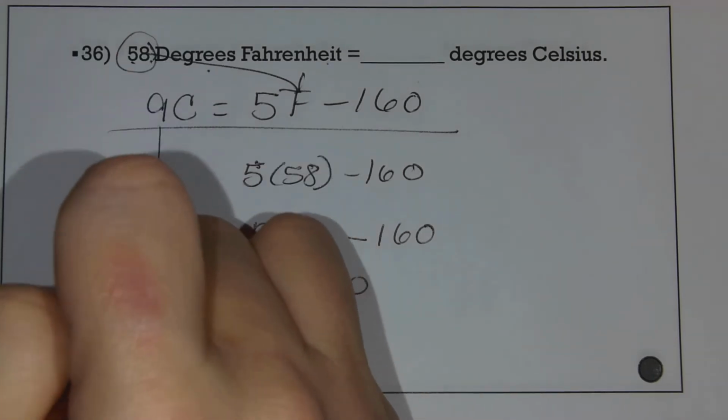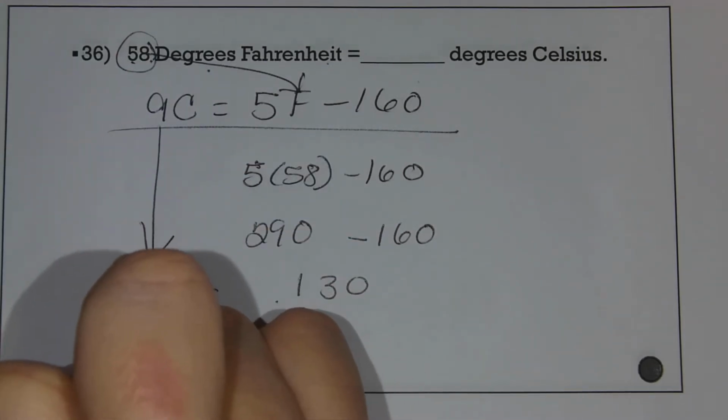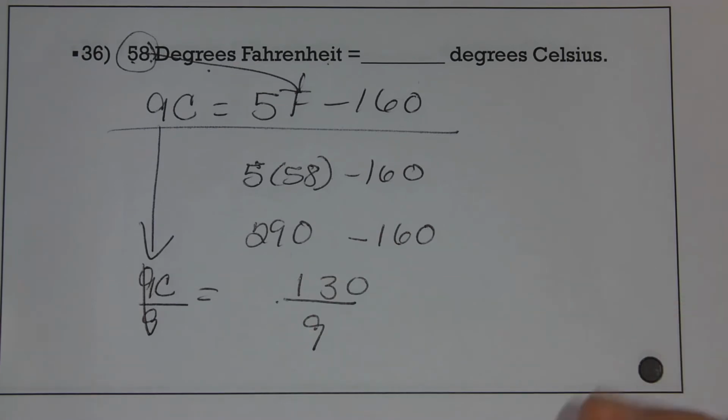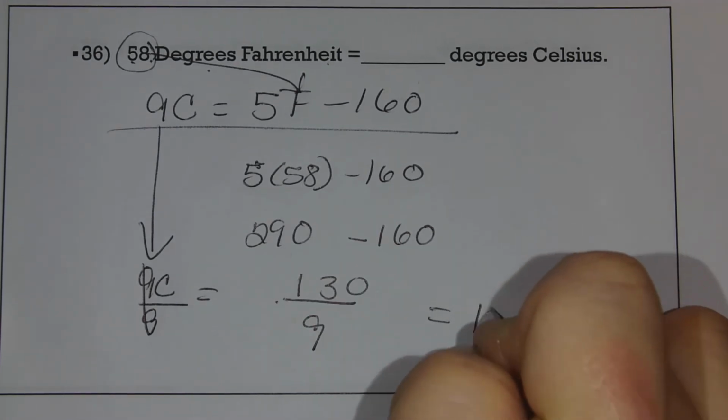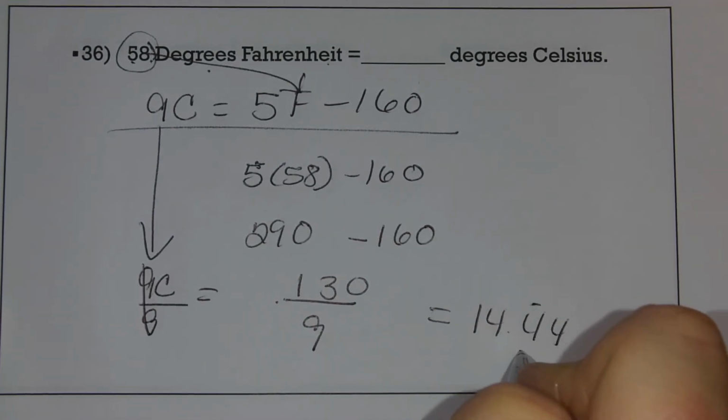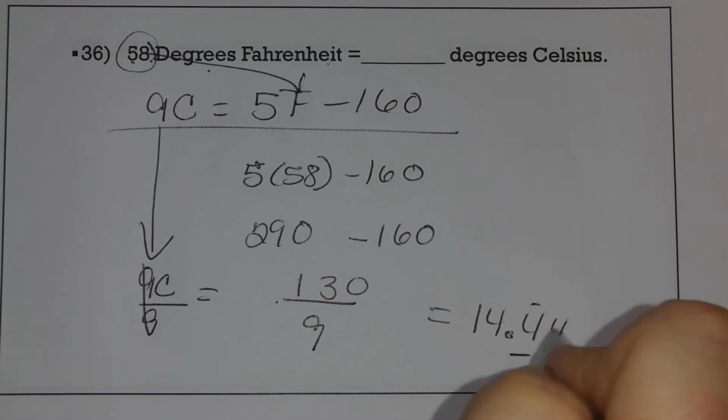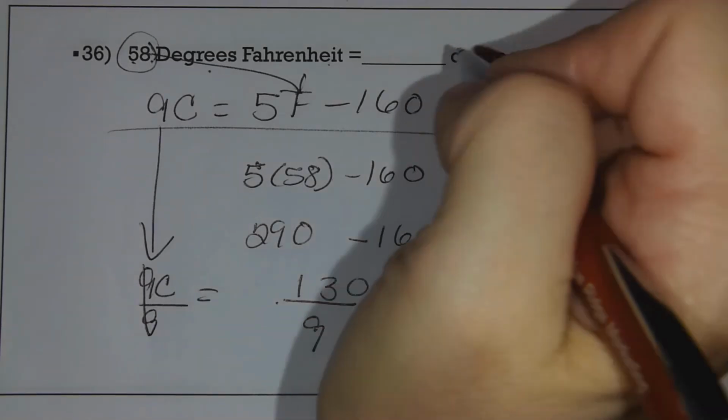And then you're going to bring the 9C down. Divide each side by 9. 130 divided by 9 is equal to 14.44. Again, this is below 5, so you drop these and keep it at 14.